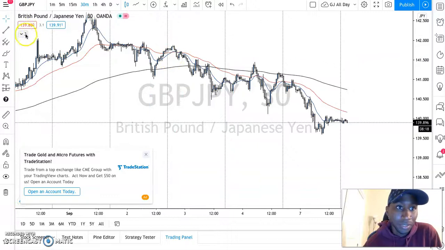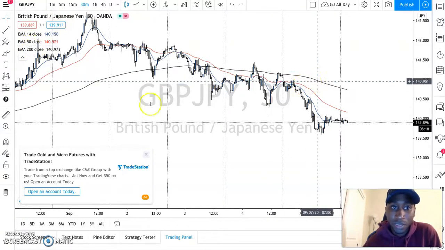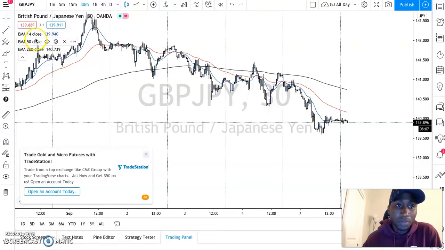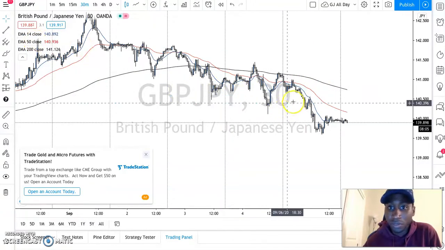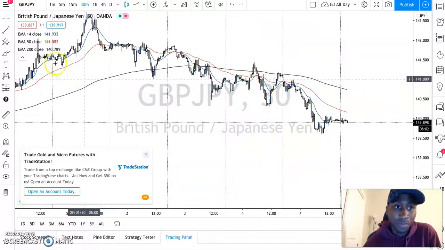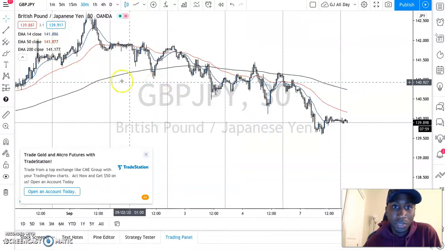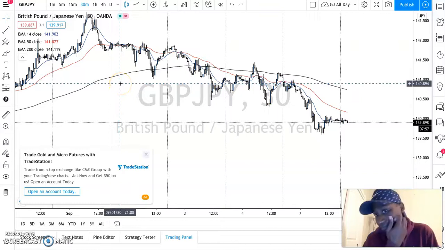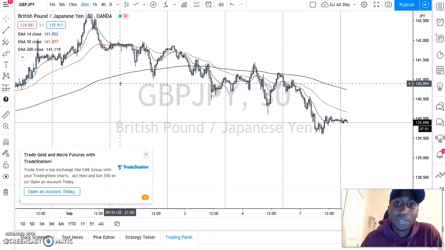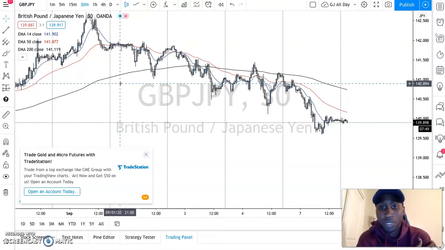Okay, so this is really simple. You've got up here three EMAs, 14, 50, and 200. The 14 and 50 are the ones that cross most of the time. The 200 EMA is more of a guidance for liquidity grabs. It's a strong area, a strong support or resistance.